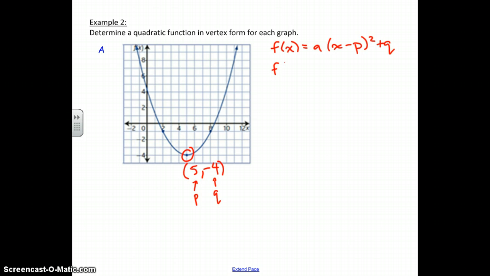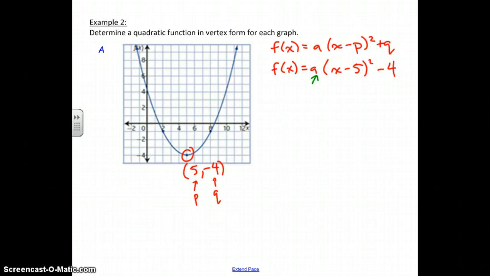If we sub in what we have there, we've got f of x equals a bracket x minus 5 squared plus -4, so it becomes take away 4. So there is most of the function here, but we need to figure out what this a is. So what is our a?